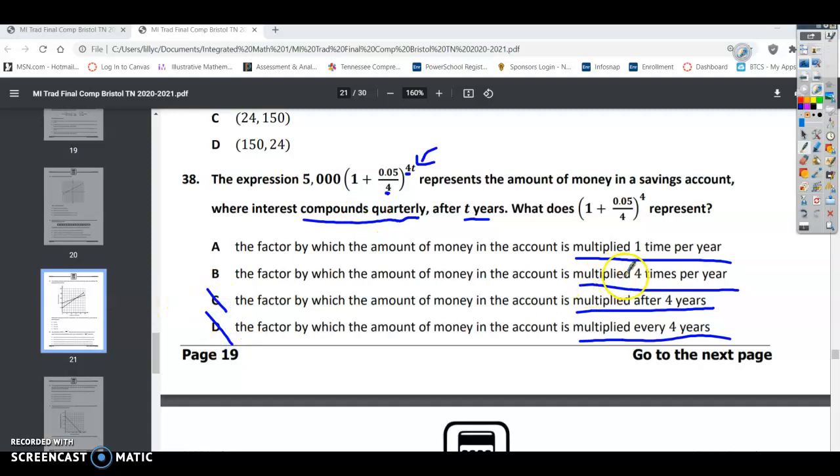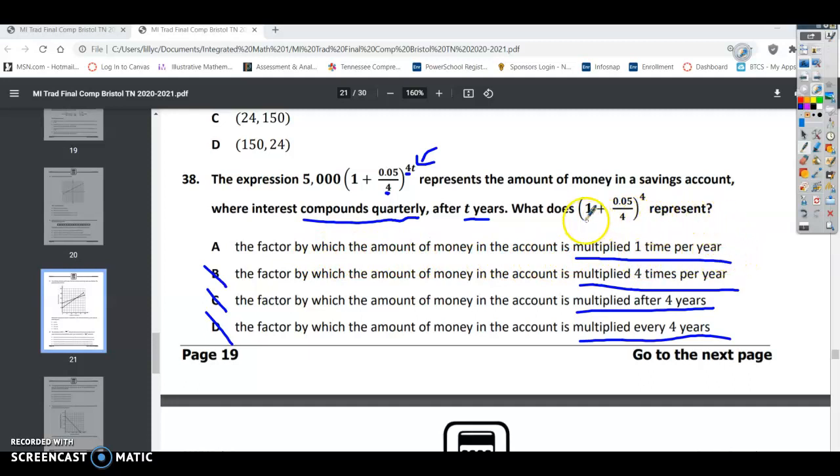And then multiplied 4 times per year. So it's not multiplied 4 times per year. It's compounded quarterly. So that's not going to be the case either. So the only one that makes sense is the factor by which the amount of money in the account is multiplied 1 time per year.